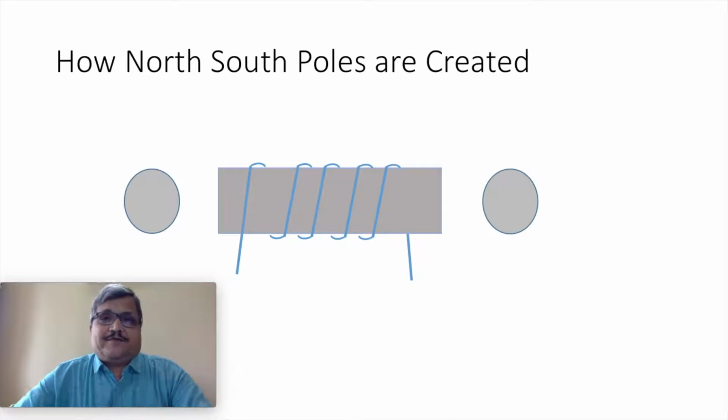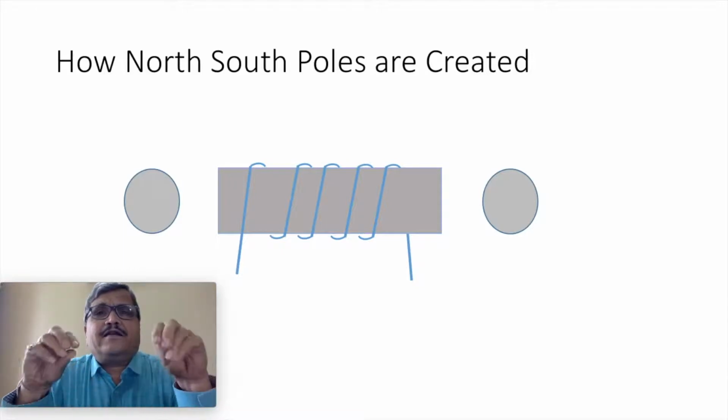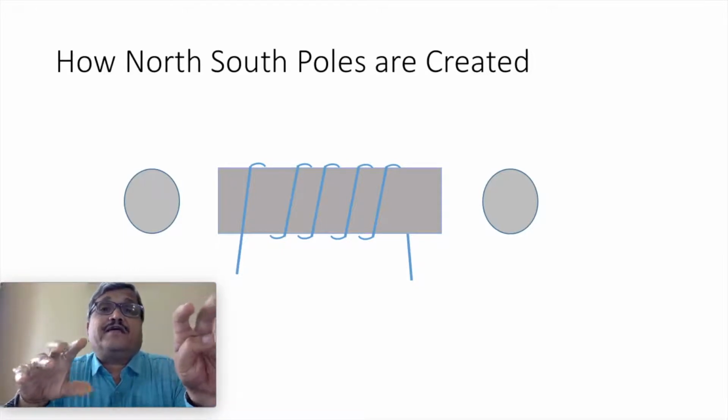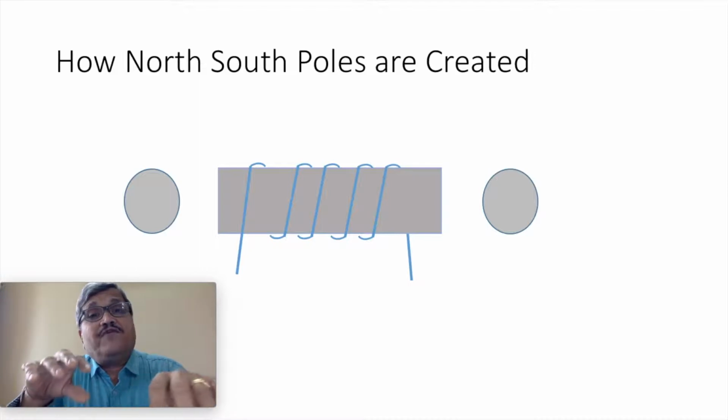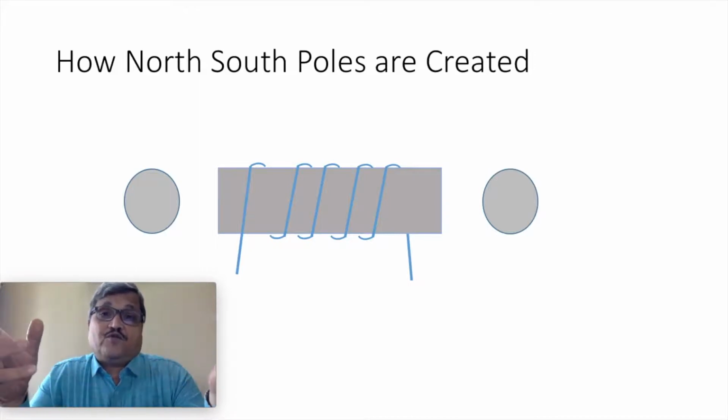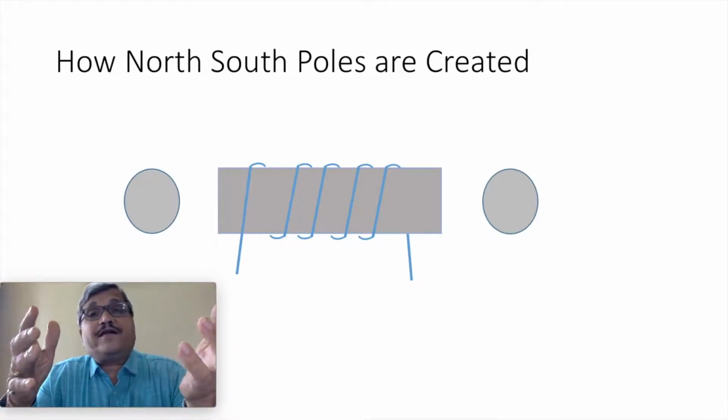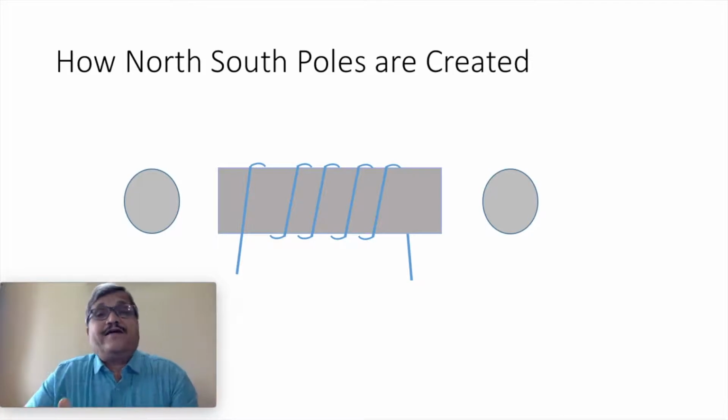Now to another concept which is very important for DC as well as AC, because the entire electrical engineering is based on the creation or generation of North Pole and South Pole. A motor will rotate if North Pole and South Poles are created. A generator will generate if the North Poles and South Poles are created. So let us understand this thoroughly, how North and South Poles are generated.